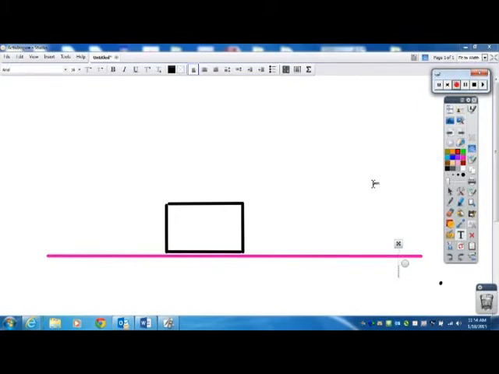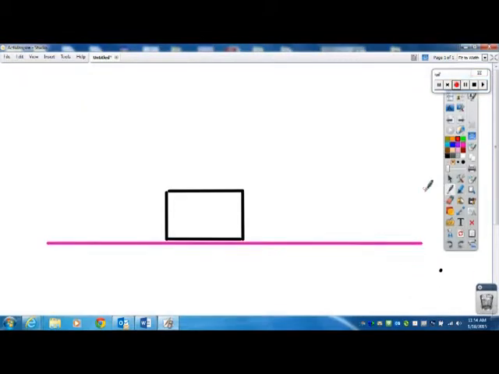Today we're going to look at forces and talk about what forces we need to take into account when an object is sitting on a flat surface. In the next lesson we're going to talk about objects on an inclined surface.